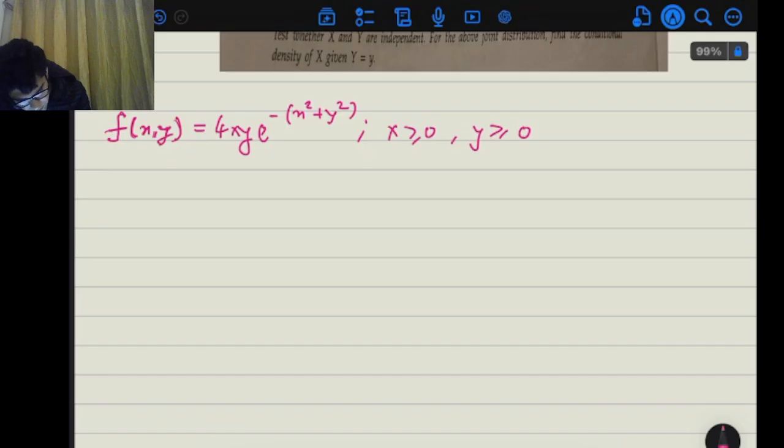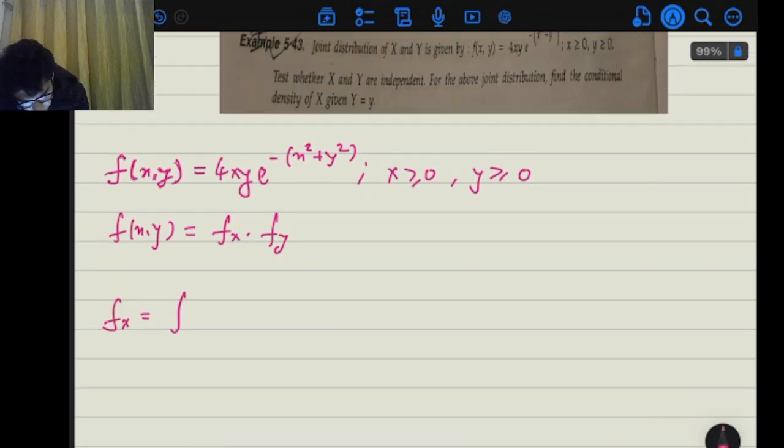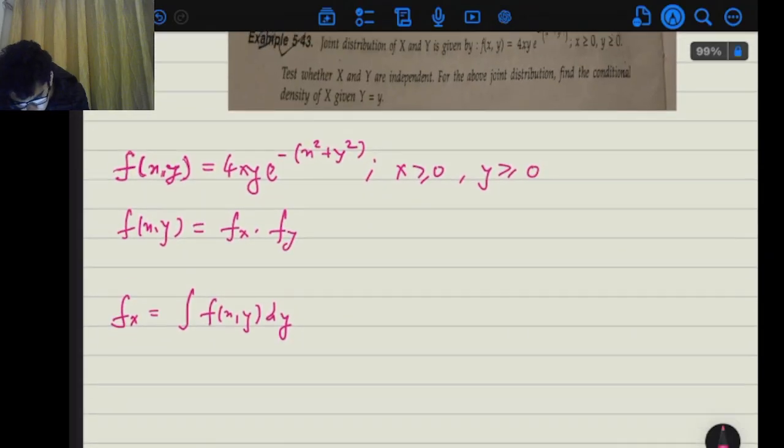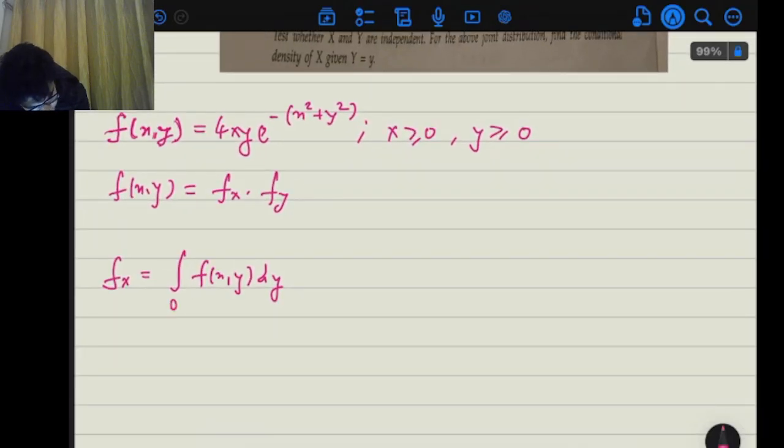Now we need to check if x and y are independent. And what does independence mean? Independence means that f(x,y) turns out to be equal to the product of the independent marginal distributions, right? So let's just find f of x. For finding f of x, I need to integrate f(x,y) with respect to dy, and I'll put in the limits of y, which is greater than or equal to 0, so the limits will be 0 to infinity. And for f of y, from 0 to infinity, these are the limits of x, integrating f(x,y) dx.